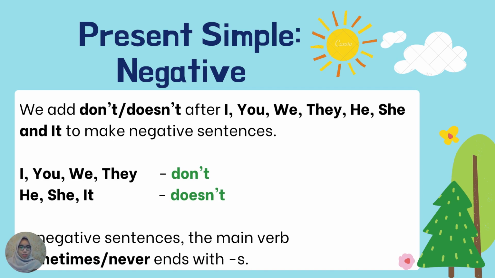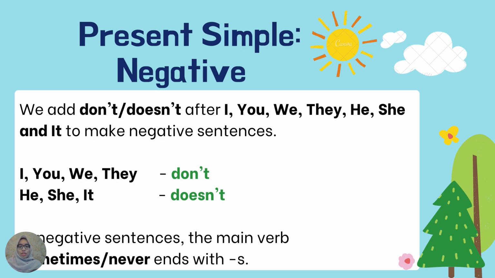After present simple affirmative, we also have present simple negative. For present simple negative, we add don't or doesn't after I, you, we, they, he, she, and it to make negative sentences. To make it more simple, we add don't or doesn't after the subject and before the verb. So we have subject, don't or doesn't, and also verb. For the subjects I, you, we, and they, we use don't. Meanwhile, for he, she, and it, we use doesn't. So in negative sentences, the main verb never ends with s.